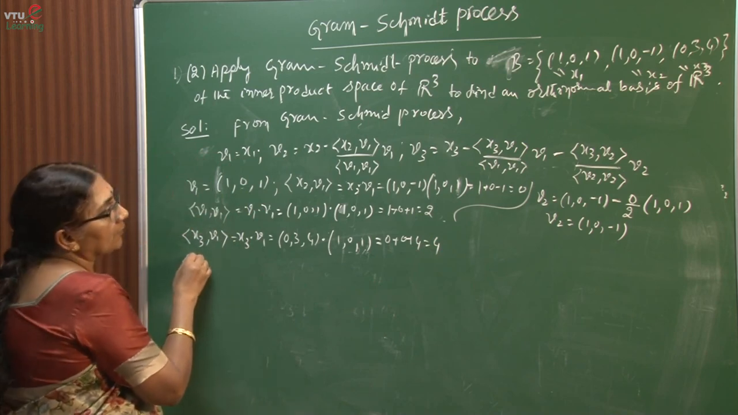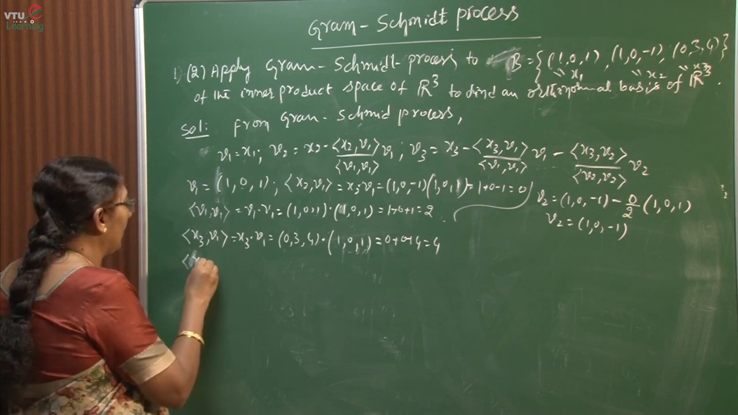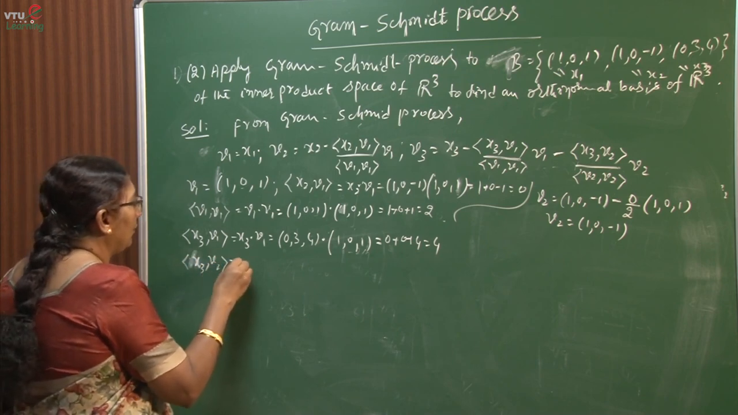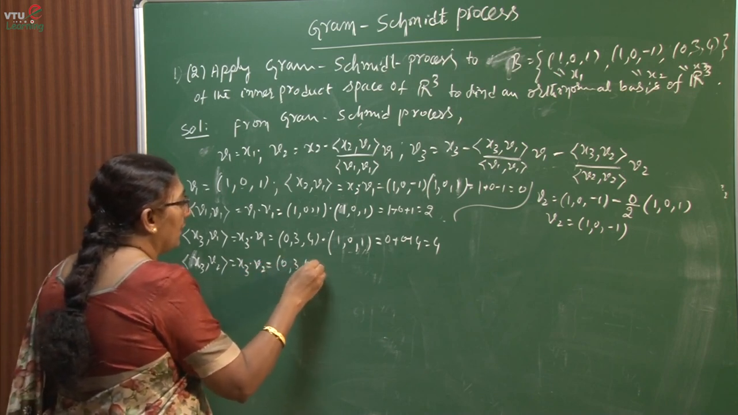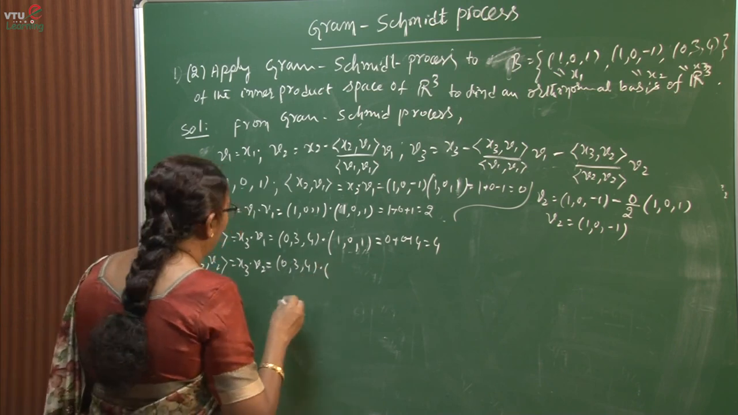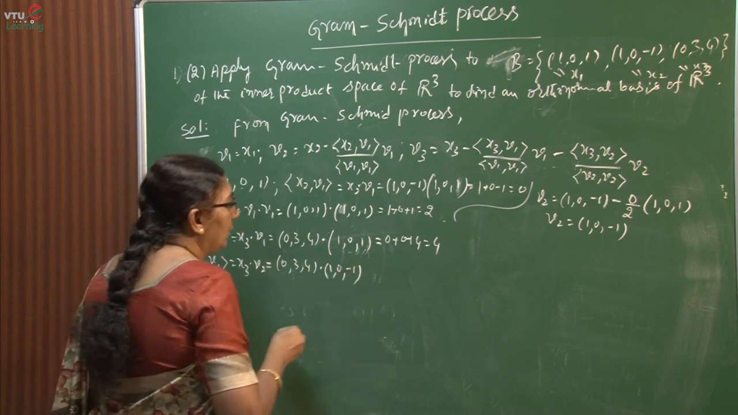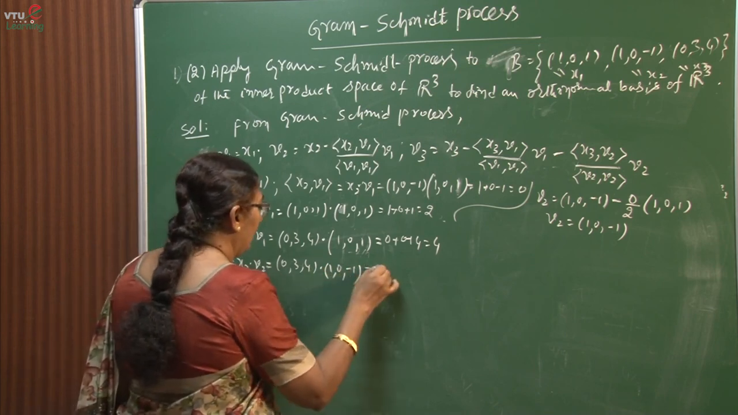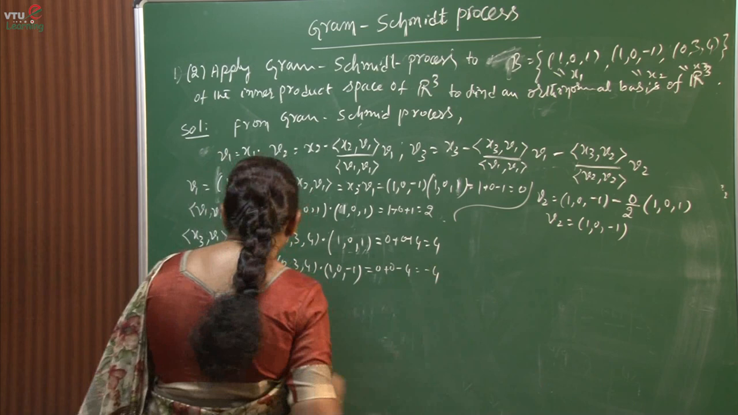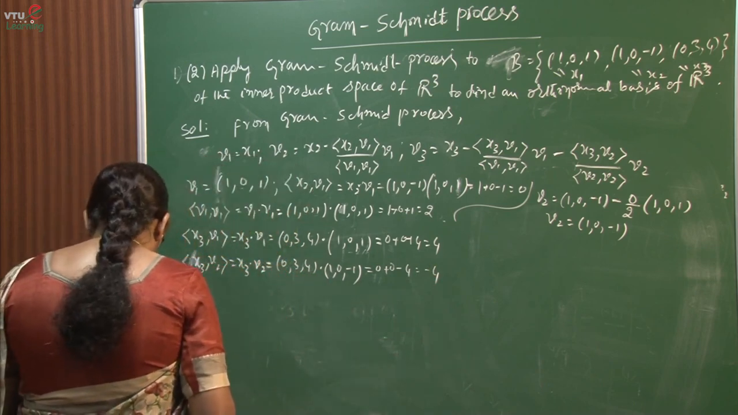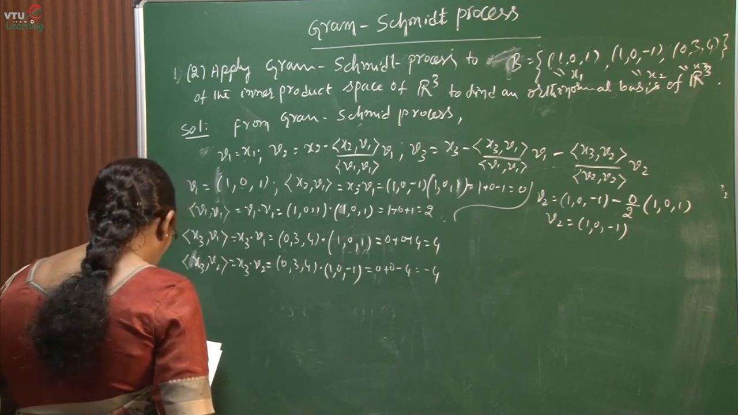And next you take the inner product of what value? You want to find out X3 comma V2 also. It's nothing but X3 dot V2. What is X3? 0, 3, 4. And then dot, what is V2? What is V2 here? 1, comma 0, minus 1. Multiply that: 0, 3 into 0 is 0, and then 4 into minus 1 is minus 4. We get minus 4 as the X3 V2 value, okay, fine.